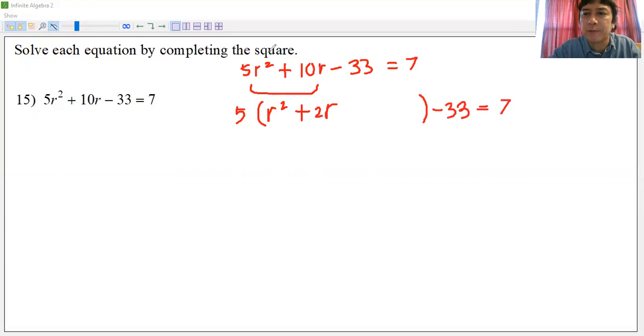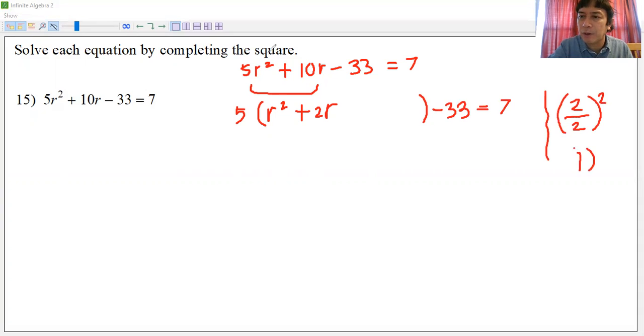We start now with the inside parentheses. You can see now the coefficient of the first degree r, that's 2. So we start with 2. You know what to do with this? You divide by 2, and then the result is squared. And 2 divided by 2 happens to be just 1. Squaring 1 is still 1, and that's our number. So this number 1 is to be added and subtracted there.